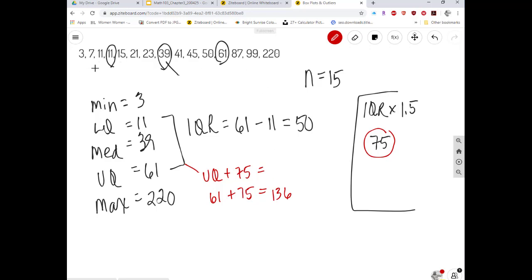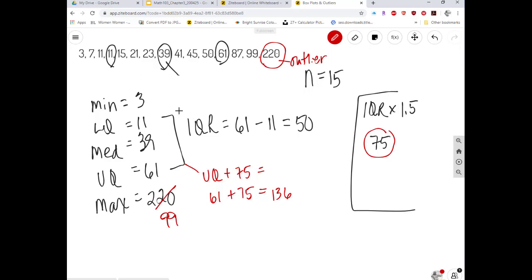Well, let's see where 136 would fall in through here. Well, it goes to 99 and then it goes all the way out to 220. So according to this, 220 should be considered an outlier. And the actual maximum should be considered 99. So if you're using the outlier, this should be 99.